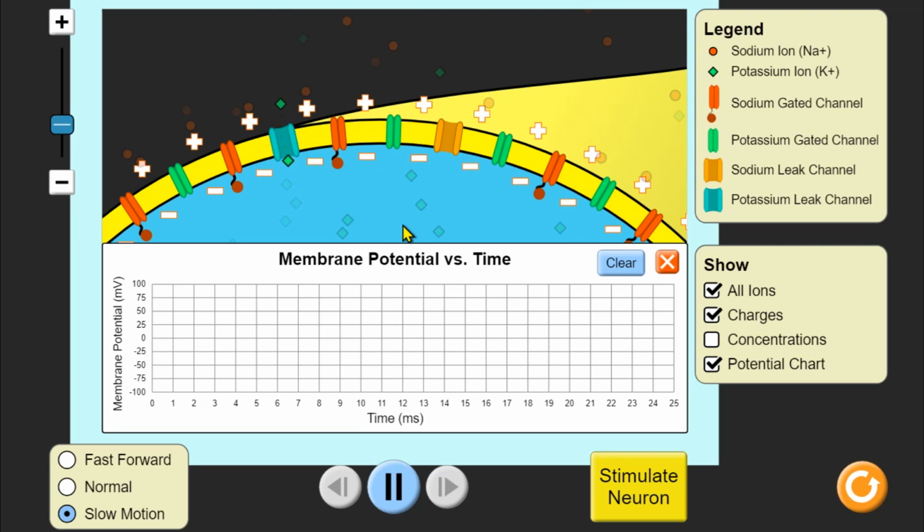Now after that happens and the inside becomes positive, after a few moments, the potassium channels, the green ones, are going to open and they're going to let potassium flow out. And that is going to cause the outside to become positive again. So you're going to see positive turn into negative, and back into positive on top here.